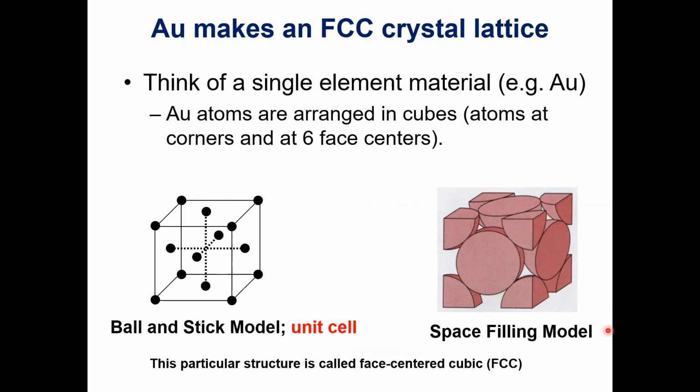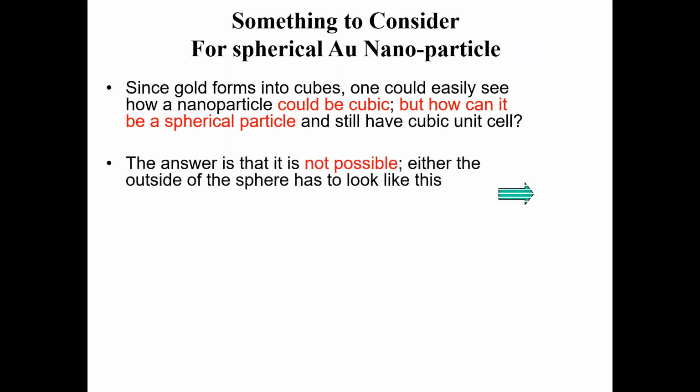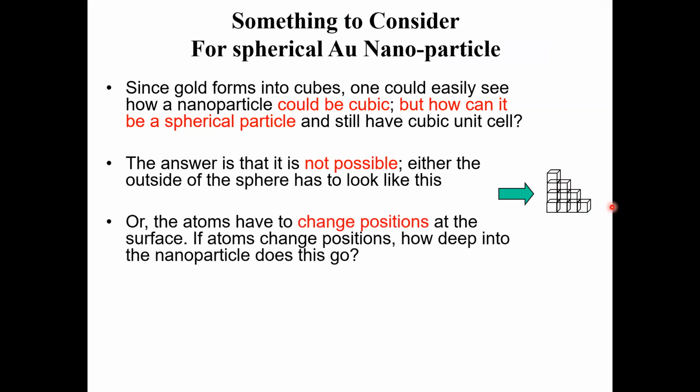Space-filling model. So this is the face-centered material. So how can a nanoparticle of gold, if it is crystalline, be spherical? That's not quite possible. And so if you really think all this gold is crystalline, it should have this face-centered cubic type arrangement. So as you move from the center outside, you will see some roughness, surface roughness. So the atoms have to change position to make it a spherical, smooth surface.